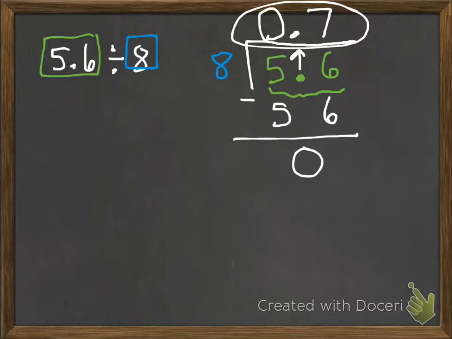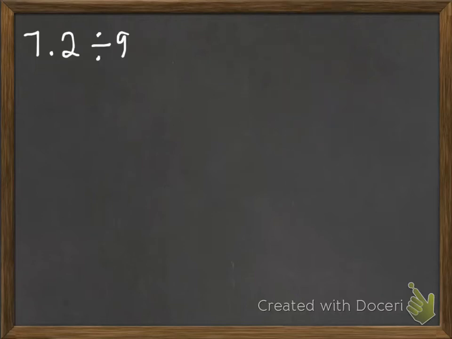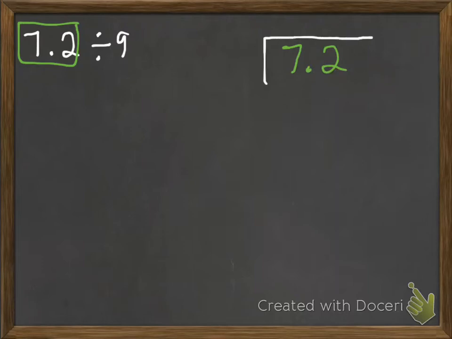All right, let's try another one. We have 7.2 divided by 9. The dividend goes inside the house, so I'm going to write down my 7.2. There's my fraction bar, and the divisor goes outside the house. The decimal goes right to the top, just straight up like a rocket.